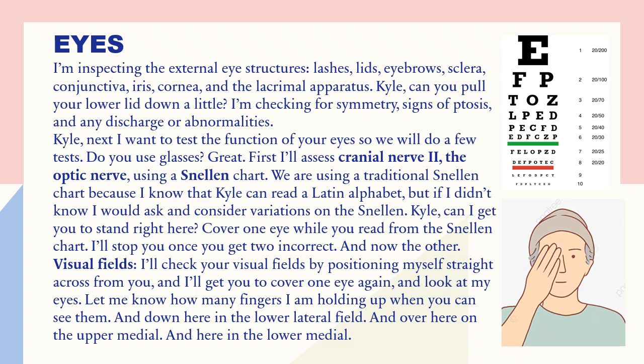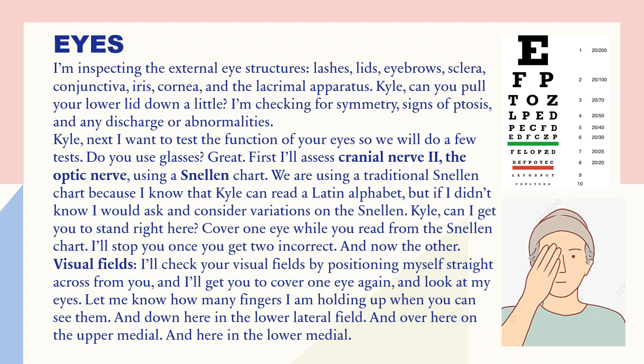Okay, I'm inspecting the external eye structures, lashes, lids, eyebrows, as well as the sclera, conjunctiva, the iris, the cornea, and the lacrimal apparatus. Kyle, can you pull your lower lid down a little? Great. And as I do this, I'm checking for symmetry, signs of ptosis, any discharge, any abnormalities. Next, I want to test the function of your eyes, so we'll do a few tests.